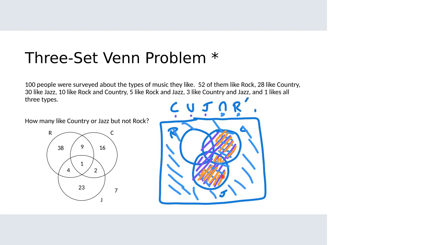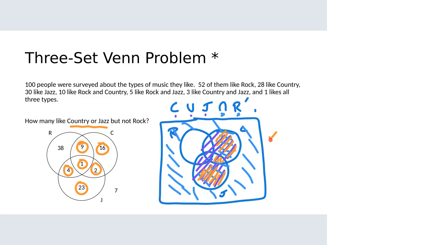And I want to show how these two complement each other so well. How many like country or jazz, but not rock? Well, country or jazz means I want to count everybody inside the country circle. I also want to count everybody inside the jazz circle. I add those together. There's country or jazz. That's what I had shaded in purple over here, the union of those two sets.